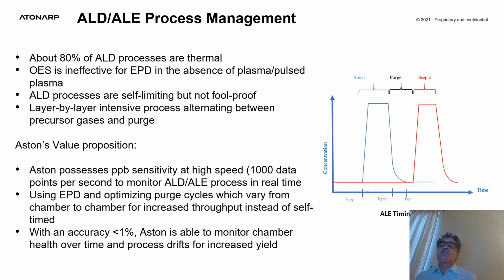About 80% of ALD processes are thermal, which means OES is ineffective for endpoint detection as there is no plasma. ALD and ALE processes are self-limiting, but not foolproof. These are layer-by-layer intensive processes alternating between precursor gases and purge. ASTON's value proposition lies in the following. With PPB sensitivity at high speed, about 1,000 data points per second, ASTON is able to monitor ALD and ALE processes in real time. ASTON can be used for endpoint detection to optimize purge cycles, which vary from chamber to chamber for increased throughput. With an accuracy of sub 1%, ASTON is able to monitor chamber health over time and process drifts for increased yield.